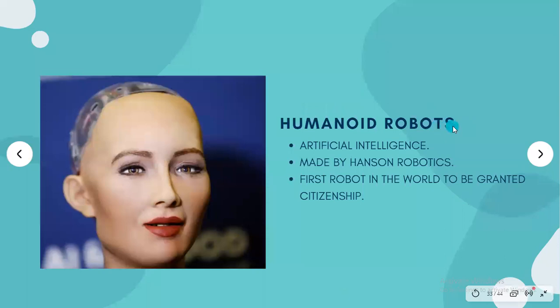Now, you might already know about humanoids. I'm not going to explain much about Sophia. Sophia is artificially intelligent. She is made by Hanson Robotics. You might have seen her interacting with people, and she is actually a thing of beauty, right? And she's the only robot who was granted citizenship, by Saudi Arabia, right?